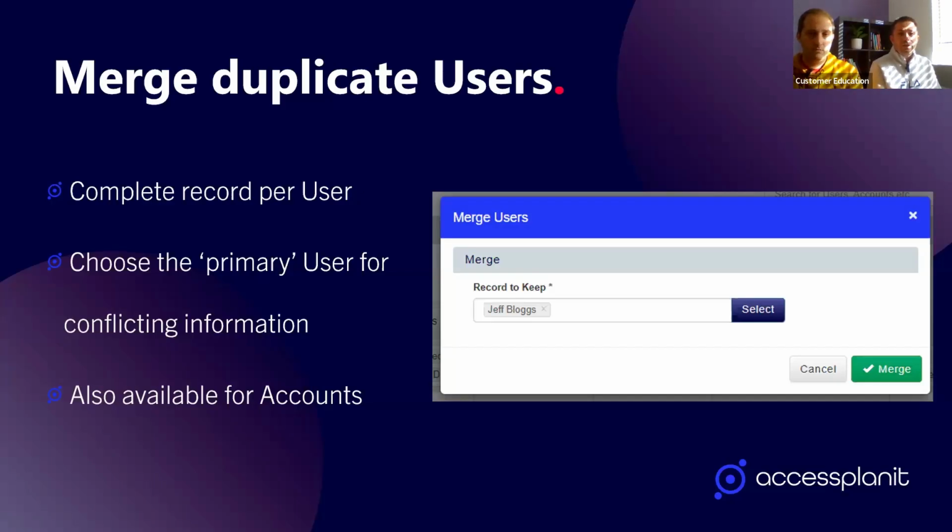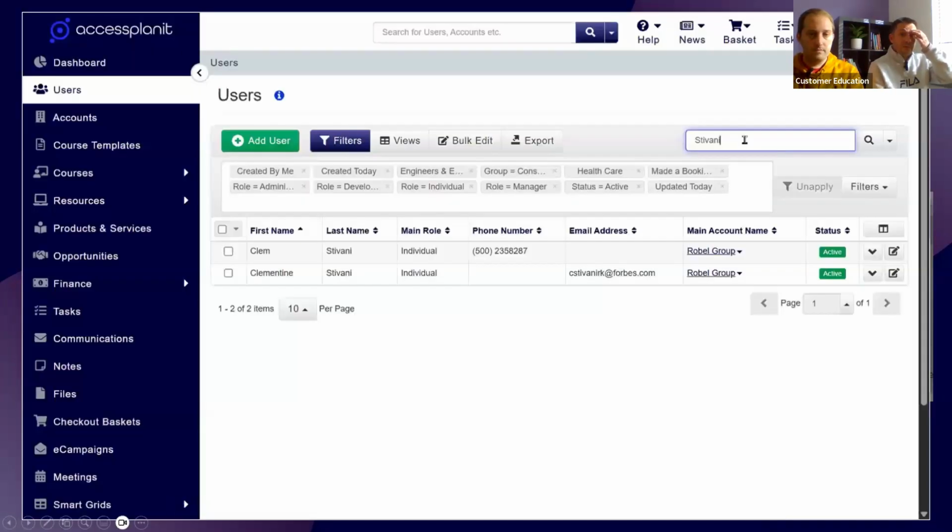So when you merge, you combine all the information from both users, so invoices, delegate records, bookings, and communications all now live under the one user. Important though, if there is any conflicting information, for example, both users have a different surname or a different email address, you need to choose a primary user for the merge, which will take priority with the conflicting information. We'll have a look at that shortly. And a quick top tip, there is also a merging accounts option, so you can go through the same process with duplicate customer accounts that have been registered.